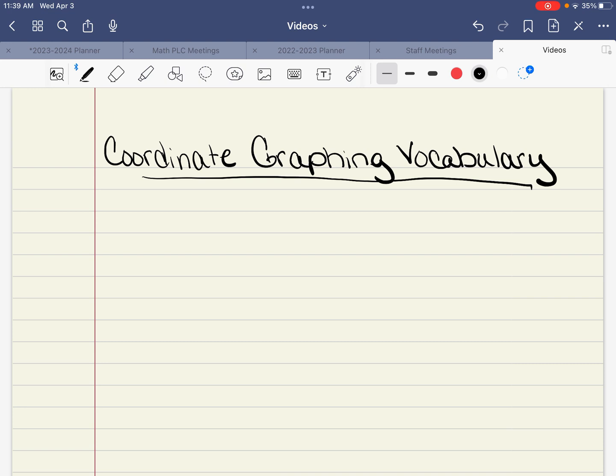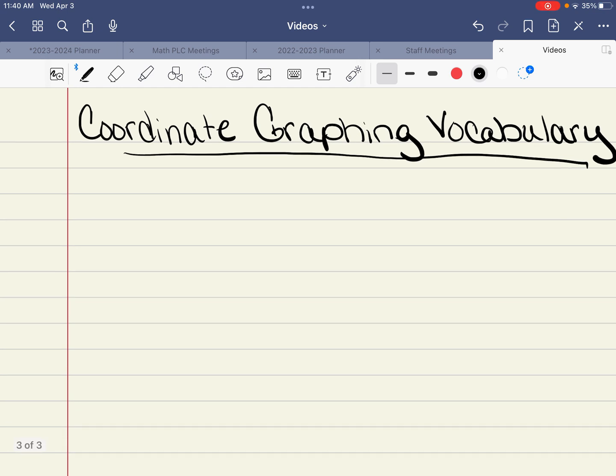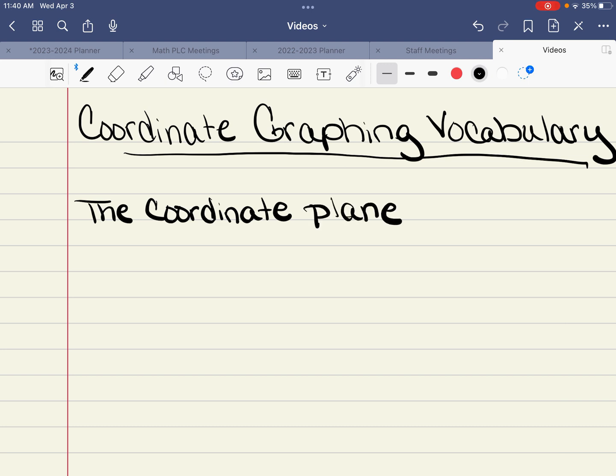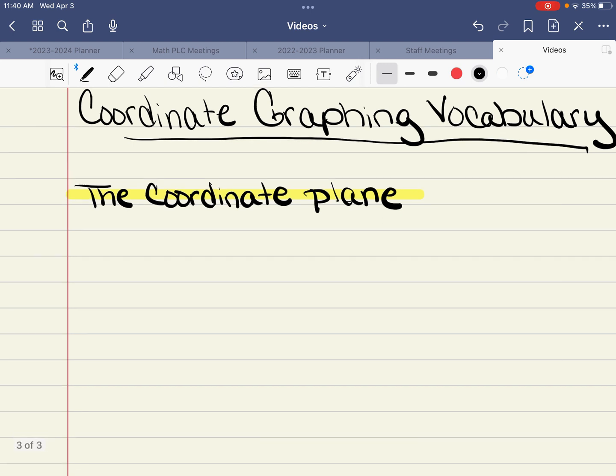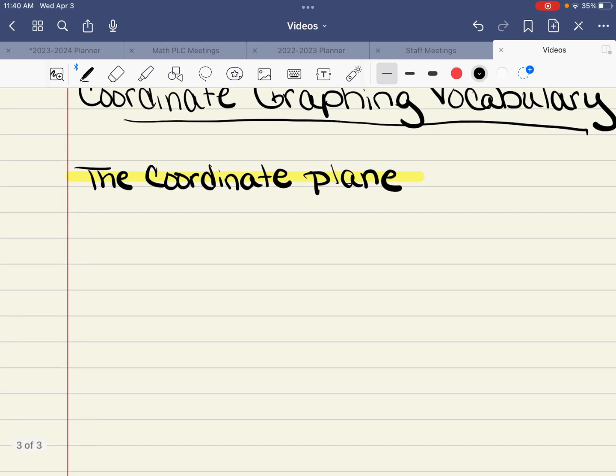Okay, so we're going to go ahead and look at our first vocabulary word, and that one's called the coordinate plane. So go ahead and write down the coordinate plane. And you can highlight this as well to help make this stand out from your awesome notes that you're getting ready to take. Okay, so I'm going to highlight mine. All right, so the coordinate plane. So the coordinate plane looks like this.